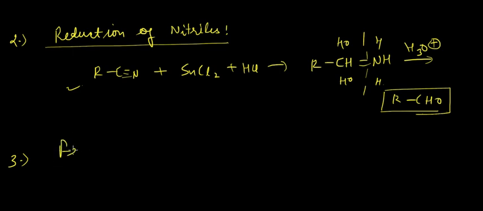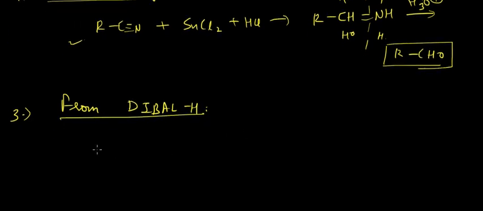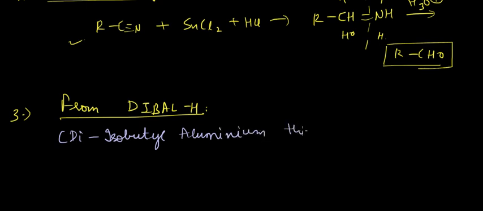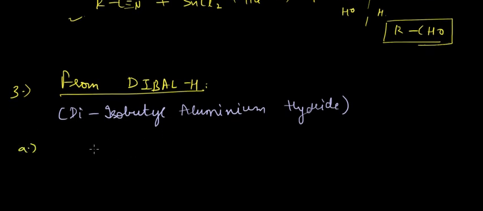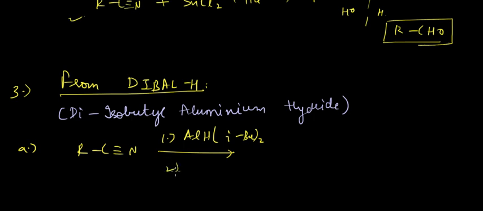Third, from DIBAL-H, this is also a preparatory method. We have DIBAL-H here. What actually happens in this reaction is the full form of DIBAL-H is diisobutyl aluminum hydride. Okay, so we will have a compound RCN, and we are first passing the AlH and isobutane. So this is the DIBAL-H, and second we are passing water. So what we will be getting is again an aldehyde.